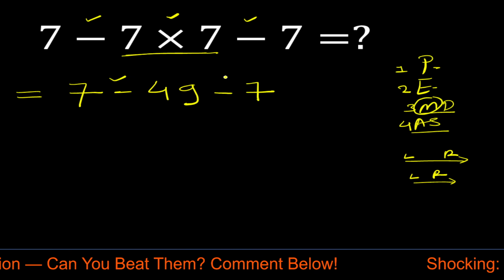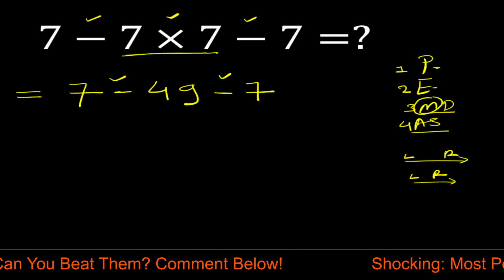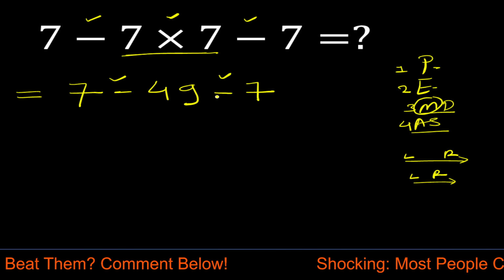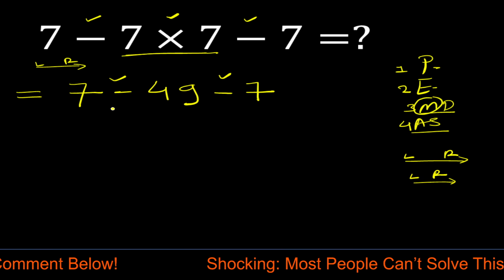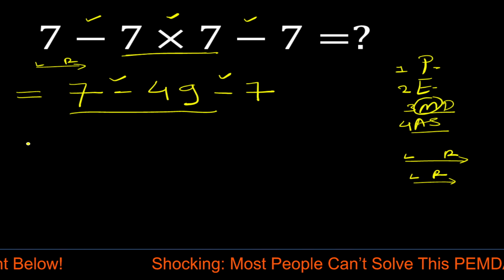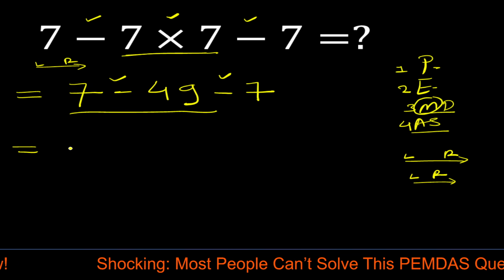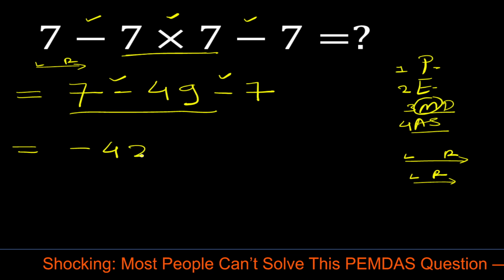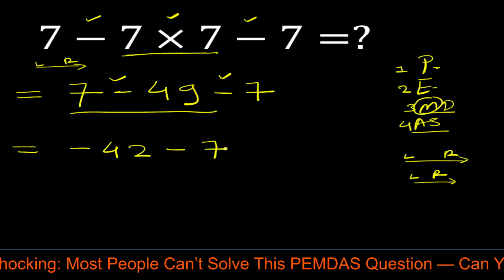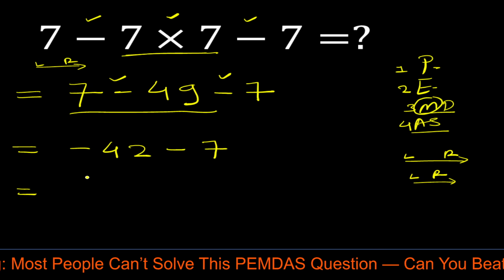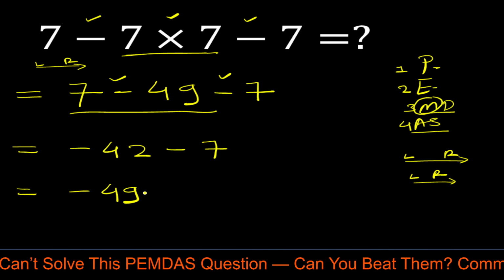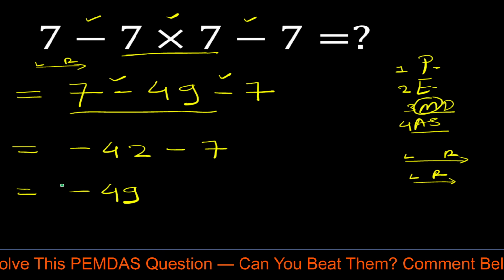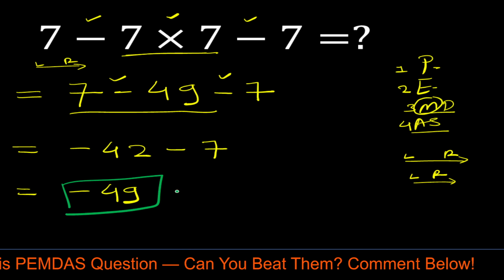Now here we have one subtraction and here we have one subtraction, right? So both have equal priority, so we have to solve it from left to right. So first we have to solve this subtraction. So 7 minus 49 is equal to minus 42 minus 7. So now minus 42 minus 7 is equal to minus 49. So the correct answer is minus 49, right?